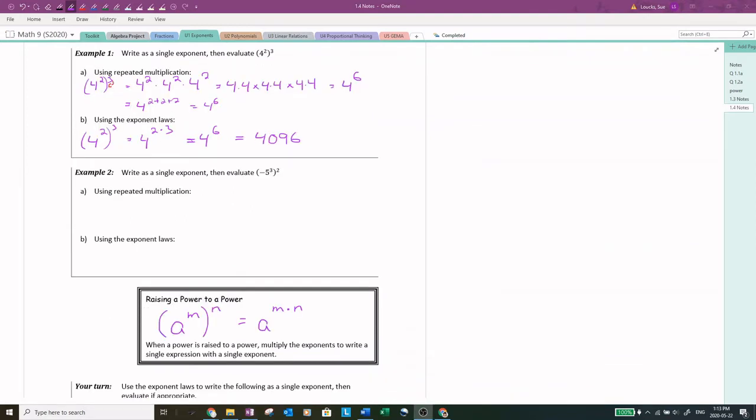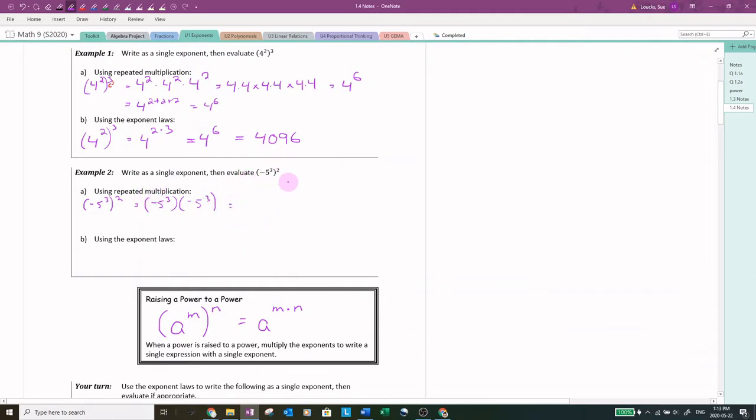Let's take a look at example 2. This one's a little bit more complicated because of that negative sign. I'm just going to rewrite it: it's negative 5 cubed squared. So this is going to be negative 5 cubed times negative 5 cubed. And I have to pay really close attention to that negative sign.